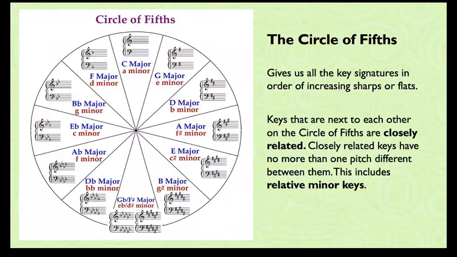Compare the key of C major with its neighbors, G major and F major. Because there's only one flat in F major and only one sharp in G major, there's only one note different between either of these keys and the key of all white notes, C major. Keys that have only one note different between their scales we call closely related, and that includes the relative major and minor keys, which of course have exactly the same notes in their scales.